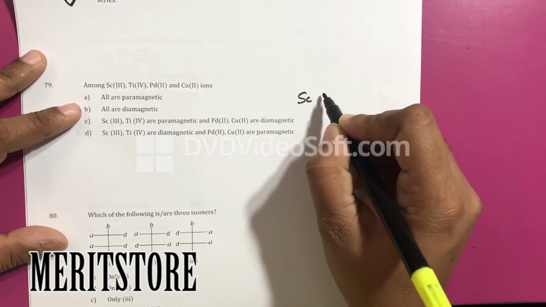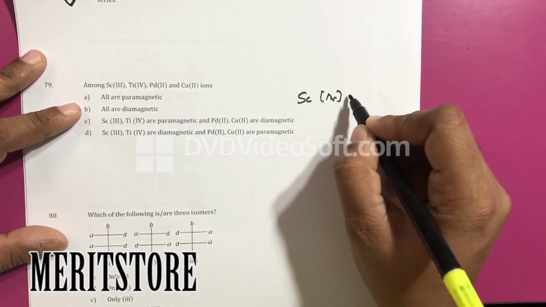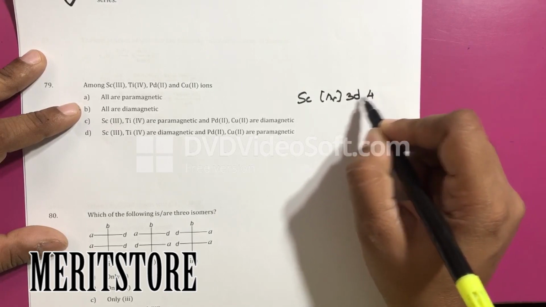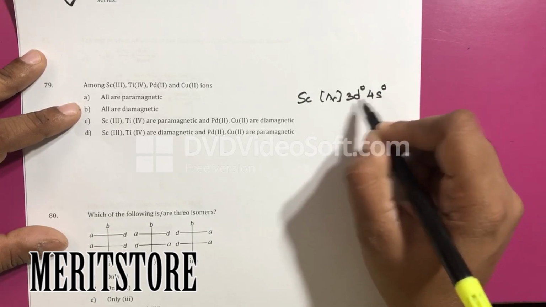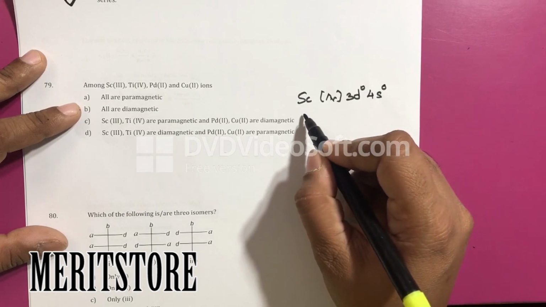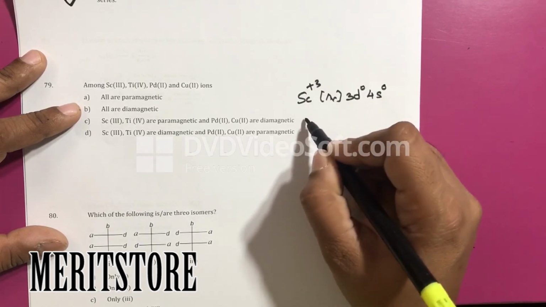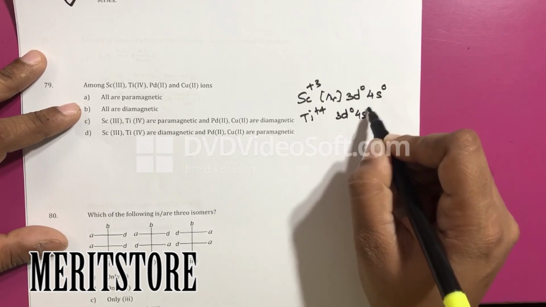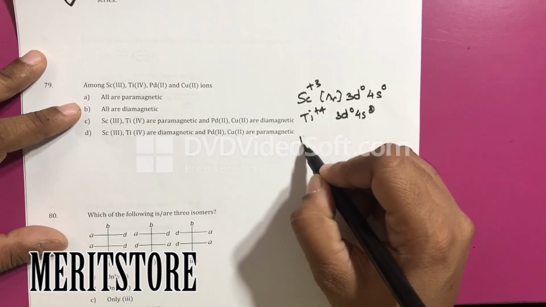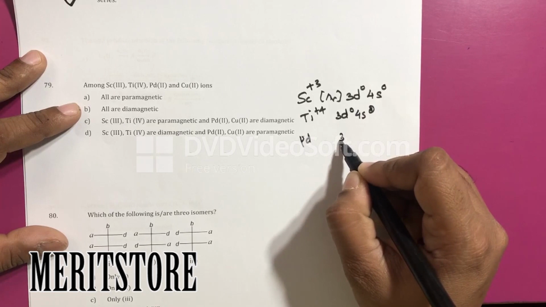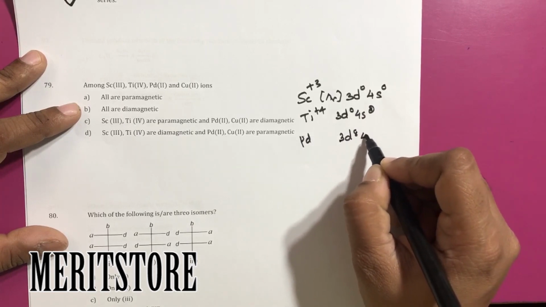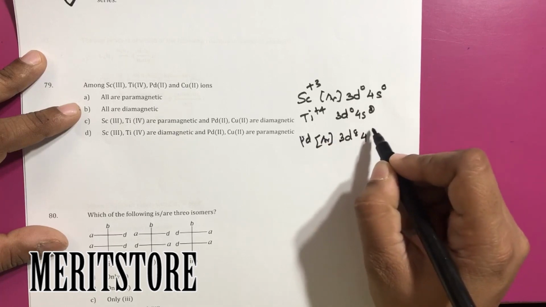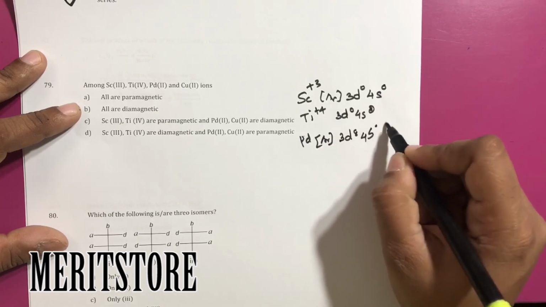Among scandium, titanium, palladium and copper, which ions are paramagnetic and diamagnetic? When I talk about scandium, it's argon 3d1 4s2, but when the +3 state is formed, the d and s orbitals are empty. When I talk about titanium in the +4 state, again it will be 3d0 4s0. In palladium it will be 3d8 4s0. Therefore, 3d8 will be paramagnetic in nature.